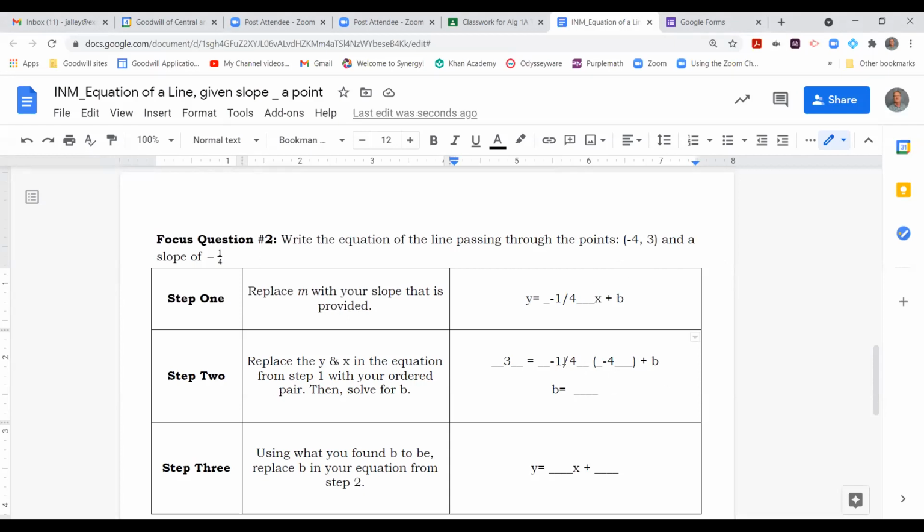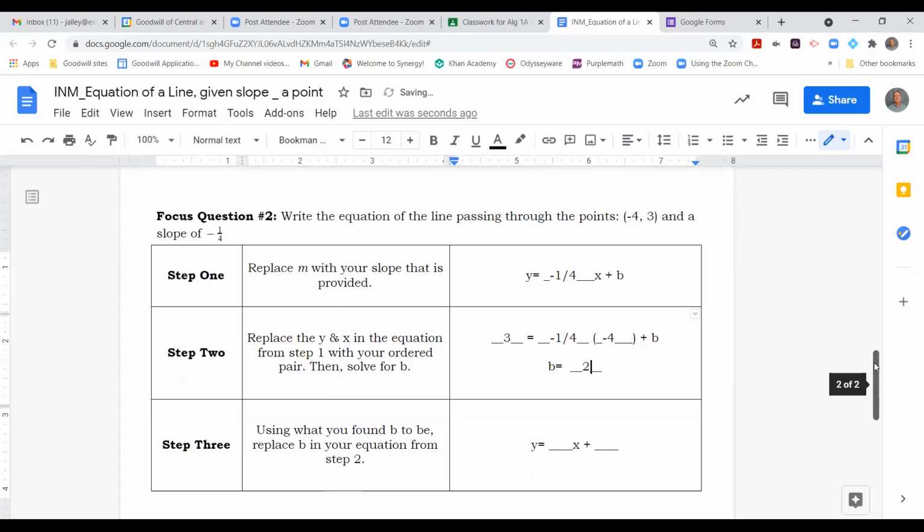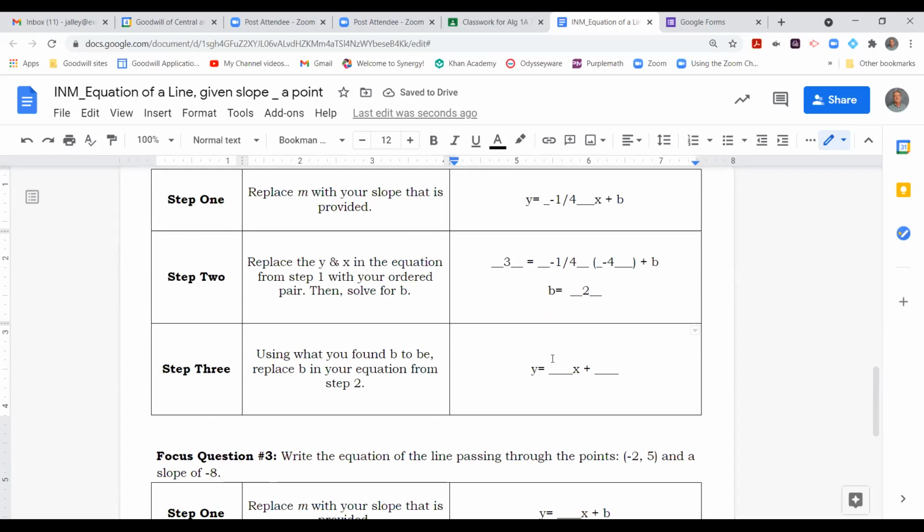-1/4 of 4 is 1. They're both negatives. So negative times a negative gives you a positive. So you're going to end up subtracting 1 from both sides. Now we have an equation of y equals -1/4 x plus 2. This process will work for you every time you need to find or write a slope-intercept equation.